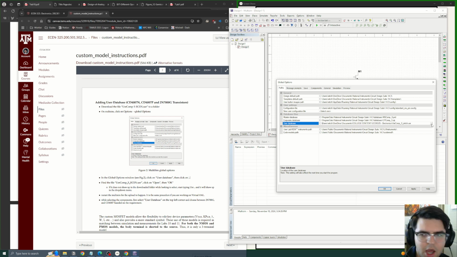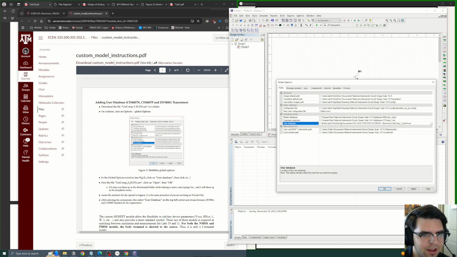Now, I've had multiple people, including myself, having some trouble getting this file to actually show up in Multisim once you've uploaded it. So my recommendation would be to probably change the ECEN part of the file name. Just rename it to something else, like whatever your username is on your computer, or just your name in general. Try renaming the file, and that should help it show up.